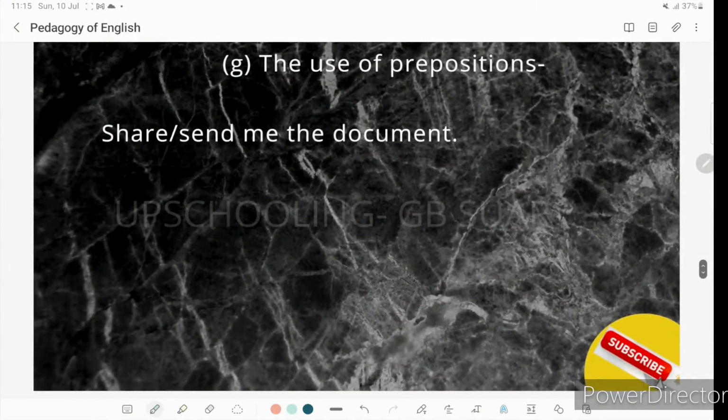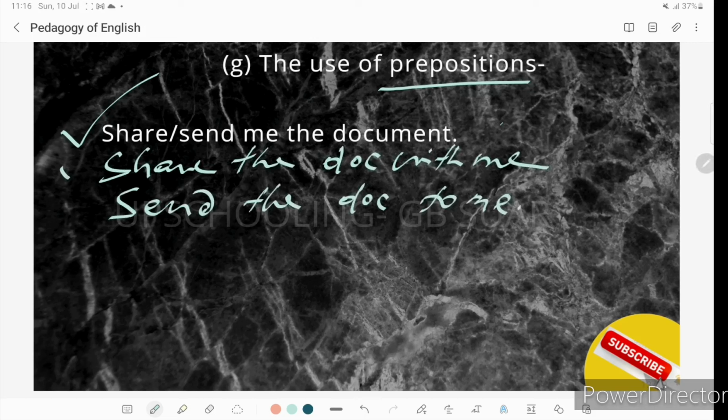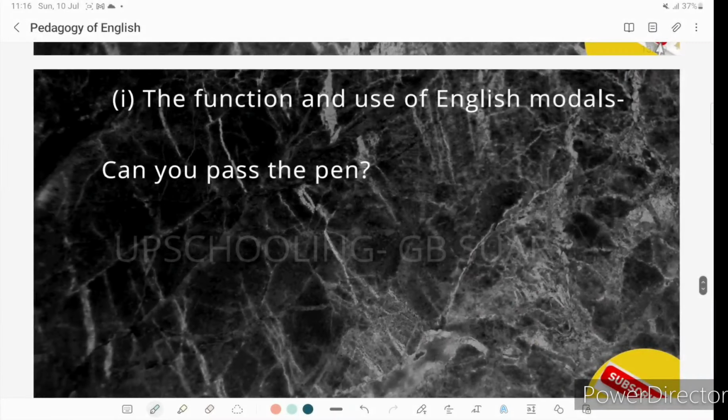Next is use of preposition. Particularly after nouns, हम preposition कुछ रखते हैं, जैसे कि complaint against, confidence in, interest in, exception in, doubt about. एक एग्जाम्पल देखिए, share and send me the document, but that is not the correct way as far as preposition use is concerned. Share the document with me, and you can say send it to me. Both ways are correct. Share with, send to.